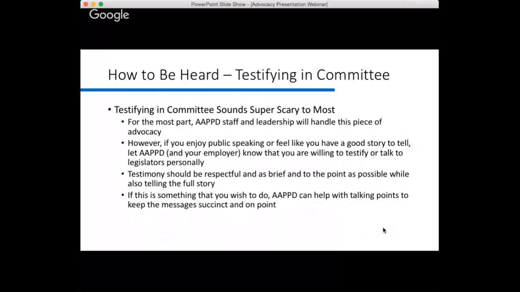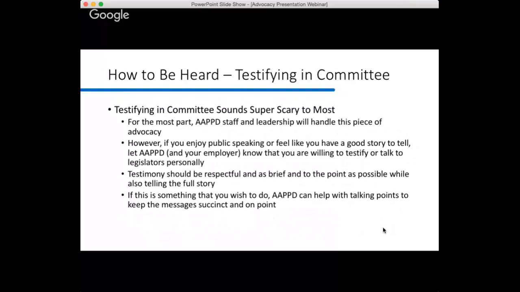I will cover testimony briefly, only because we have a pretty shallow pool of people who are willing to go out and tell their story in a legislative committee hearing, but testimony should always be respectful and brief and to the point as possible, and you should tell the full story. So just like those other communications, you need to get to the point quickly, but you also need to put a personal spin on it so that it is impactful in the way you tell the story.